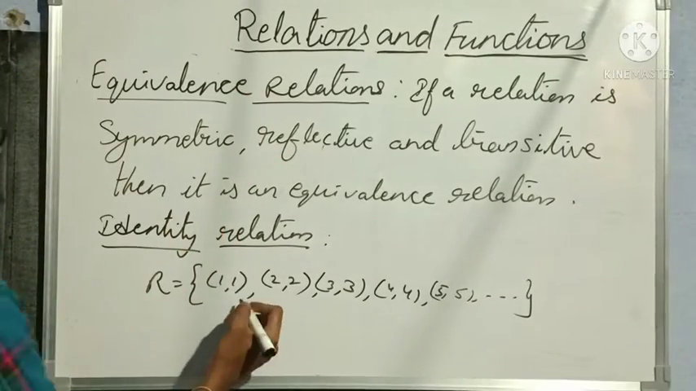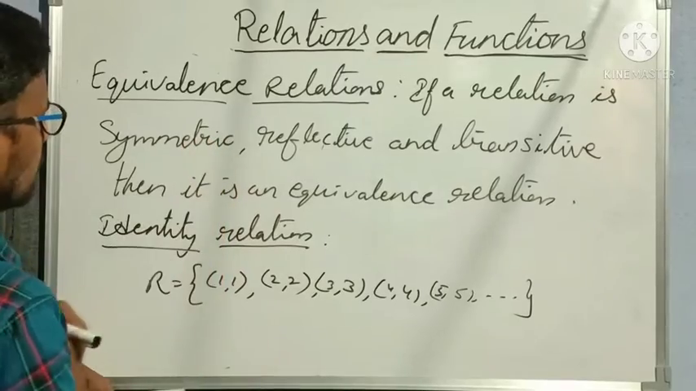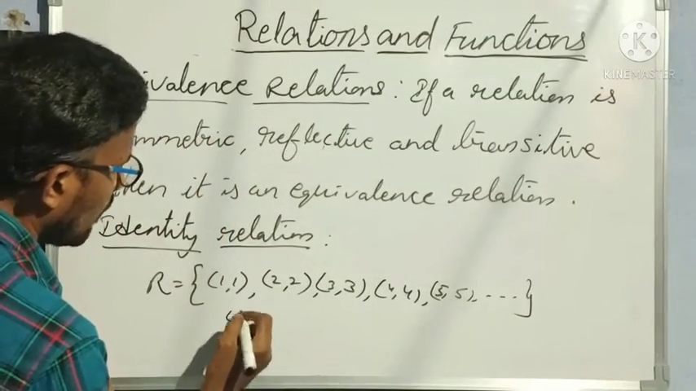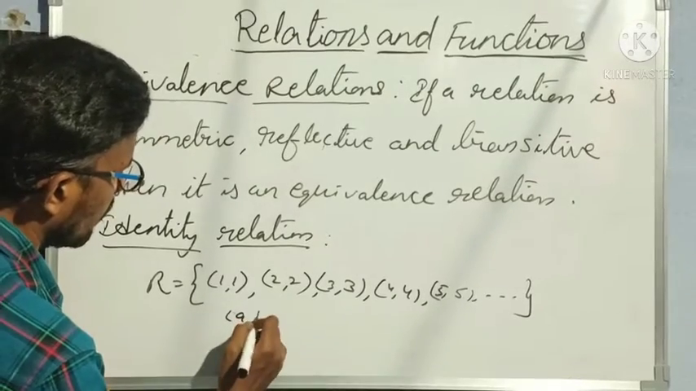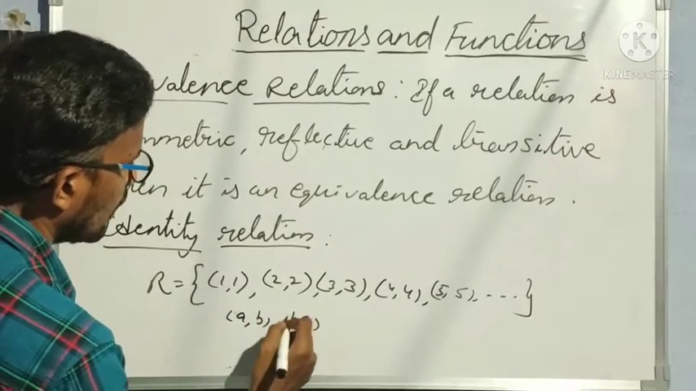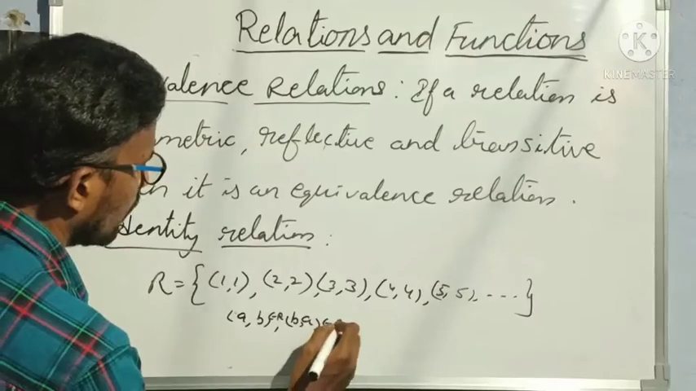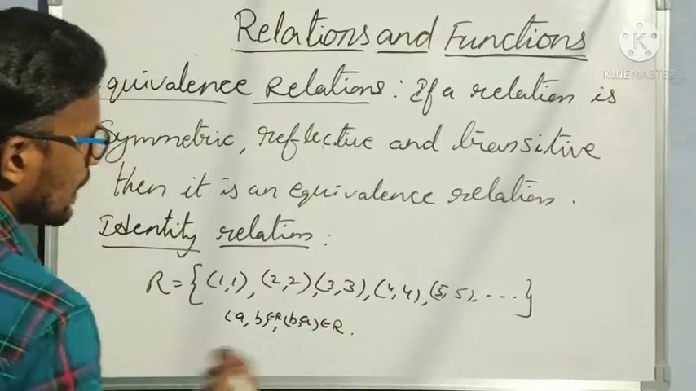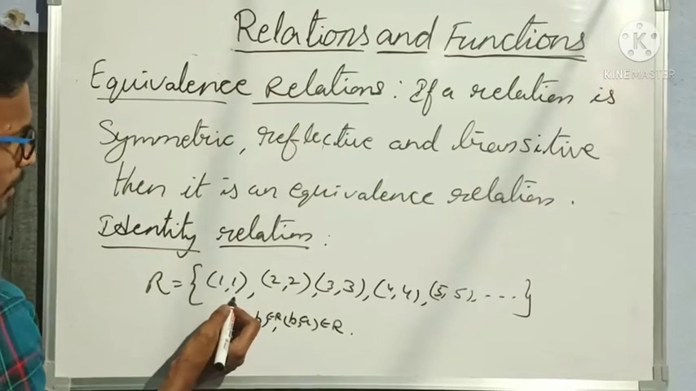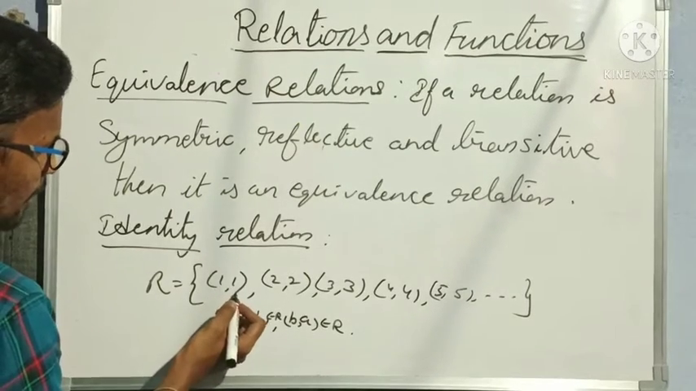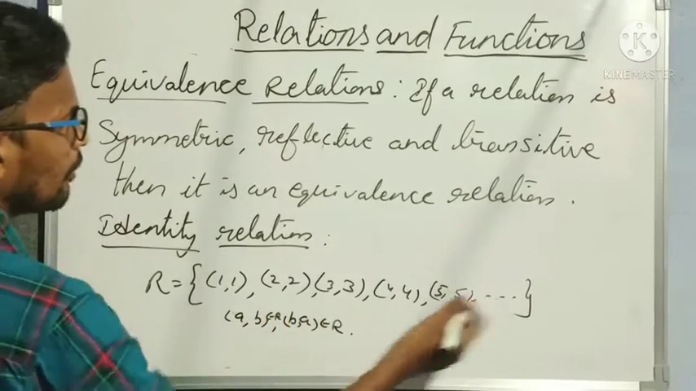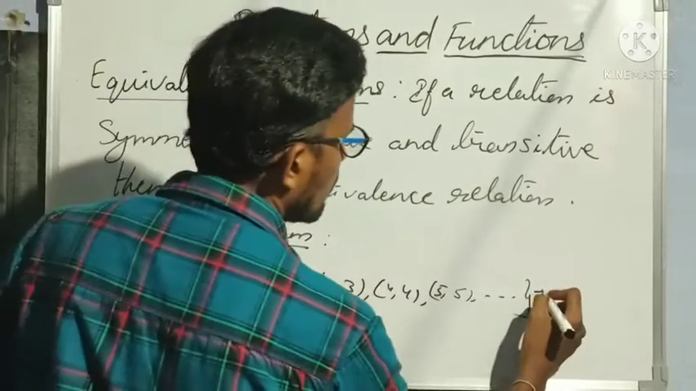How? Let us see. Suppose I want to prove it is symmetric. A symmetric relation is such that if A comma B exists, then B comma A also belongs to R. See here, if 1 comma 1 is an element of R, then if I reverse this, we get 1 comma 1, the same element of R. So this is symmetric.